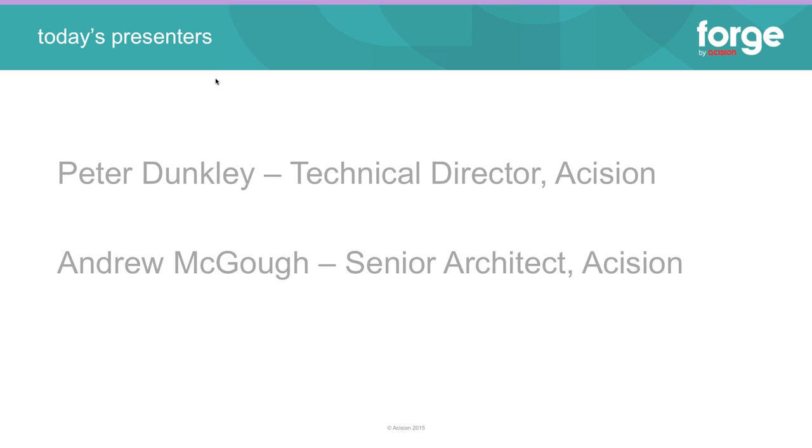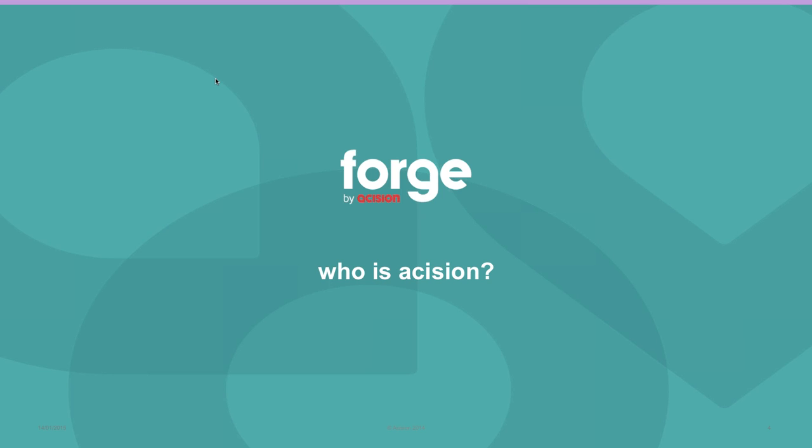As I mentioned, my name's Peter Dunkley. I'm a technical director here at Acision. I'm responsible for the overall architecture of the Forge SDK. And this is Andrew McGough, who's a senior architect in the team working on the Forge SDK. For those of you who don't know, I'm just going to spend 2 minutes giving a bit of background on Acision.